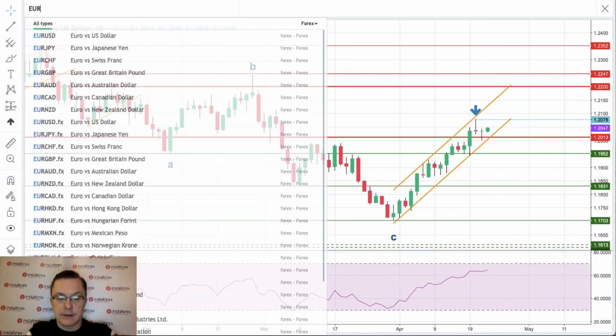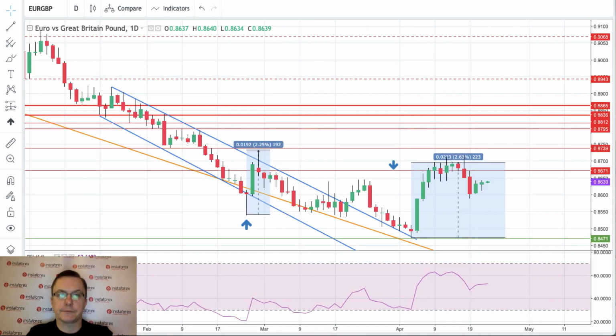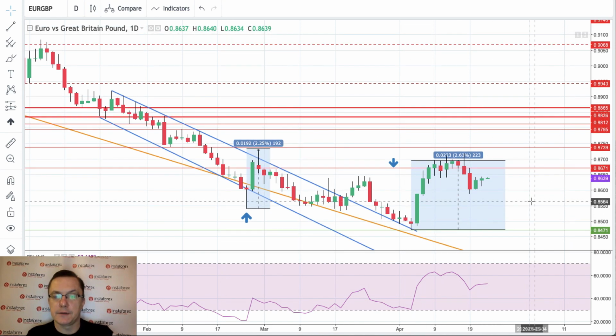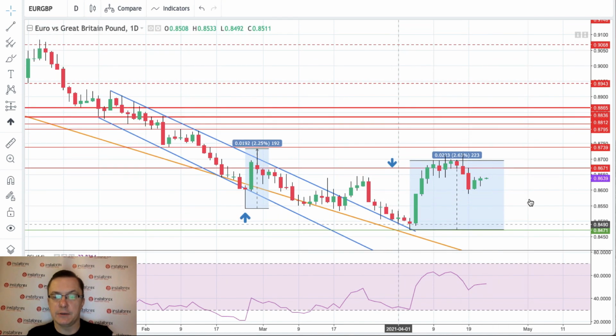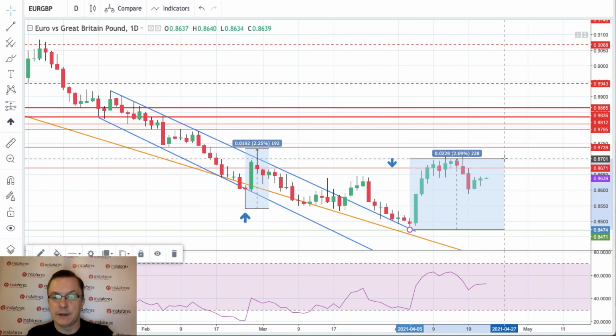Let's take a look at the euro to the British pound. It's kind of interesting what the market can do here. So if we take a look at this chart, we can see we got a breakout, but the breakout was almost in line with the previous one, a little bit bigger, but not that much.